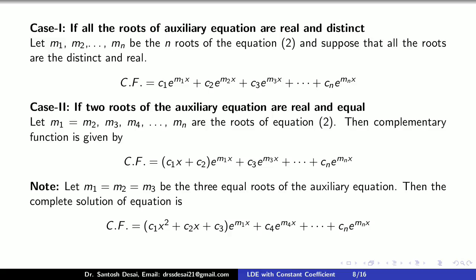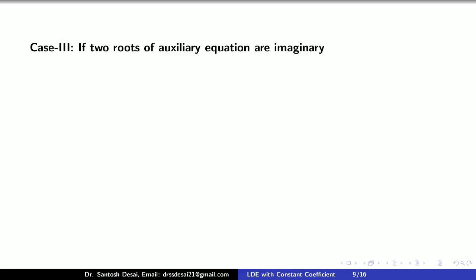So remember, if three roots are repeated, then first we write the term (c1x square plus c2x plus c3) into e raised to the repeated root, that is m1 into the independent variable x, and plus c4 e raised to m4x plus and so on plus cn e raised to mnx.